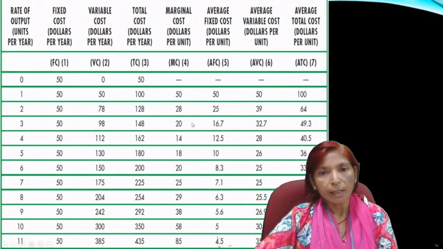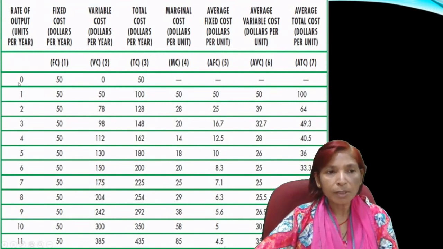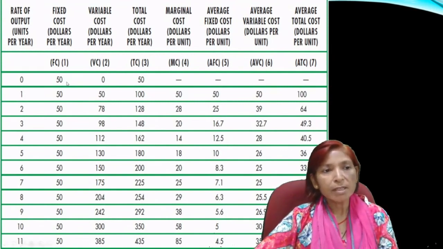We can calculate it. AFC is the per unit cost of the fixed factor. If fixed cost is divided by the units of output, then we can get AFC. Like 50 is divided by 0, and then the answer will be infinity. And 50 divided by 1, the answer will be 50. 50 divided by 2, the answer will be 25. 50 divided by 3, 16.7. 50 divided by 4, 12.5, and so on.